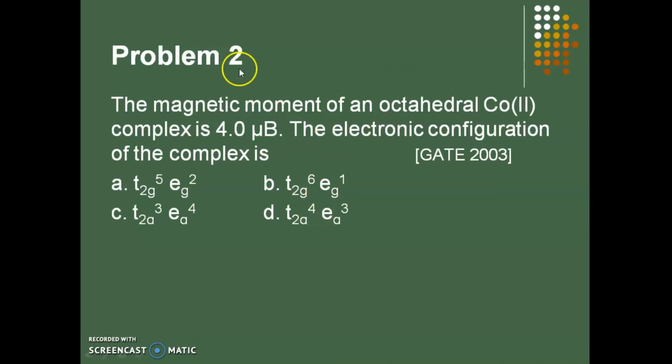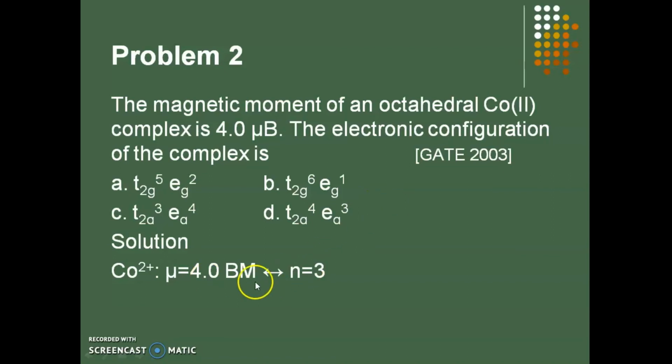So once you read the problem, you have to settle on what you have to look into the options. So after reading the problem, you please wait and then find out what we are going to do with the problem. Then look for whether we have to go for the options or not. So now the first step in the solution is, since the mu value is 4, the number of unpaired electrons is 3. So this is the first step in the problem.